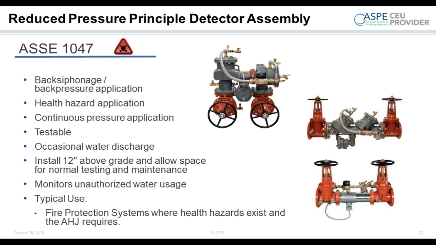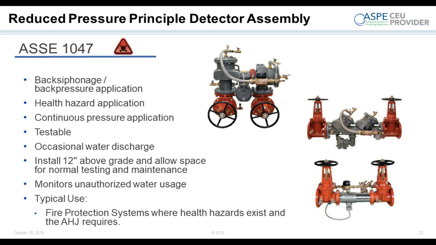So here's our detector assemblies, right? It's another ASSE number. This is ASSE 1047, also known as an RPDA. Very similar to an RP with the addition of that bypass for monitoring unauthorized water usage. Like the DCDA, these are primarily used in fire protection systems. You'll typically see these where there exists an additional hazard other than just static water.